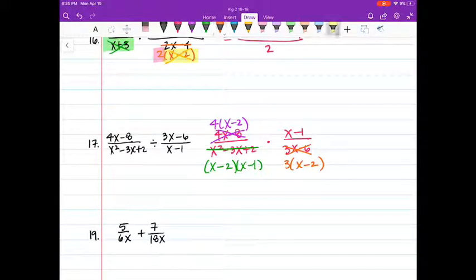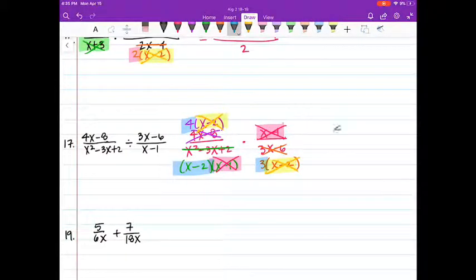Cancel everything you can. X minus 2, x minus 2, x minus 1 on the top right and the bottom left. And then it looks like all we are left with, we've got this 4 on top, the 3 on bottom, and then the x minus 2 on bottom. So again, leave it in factored form. Why not? 4 over 3 times x minus 2. Final answer.